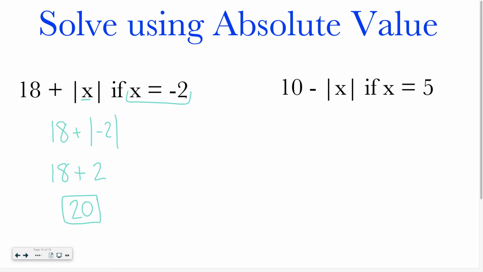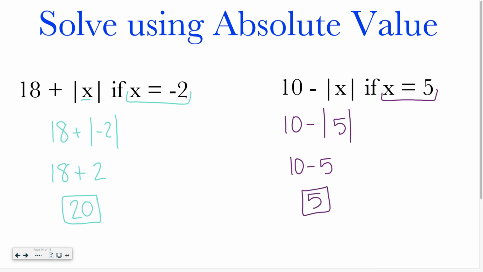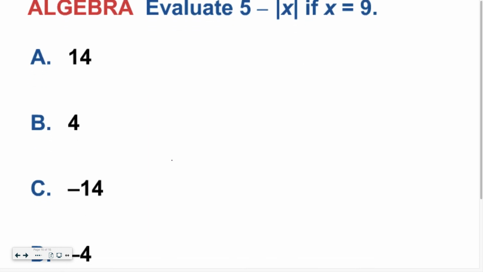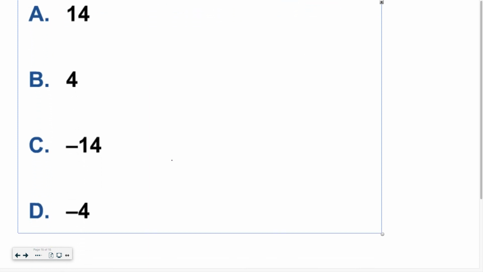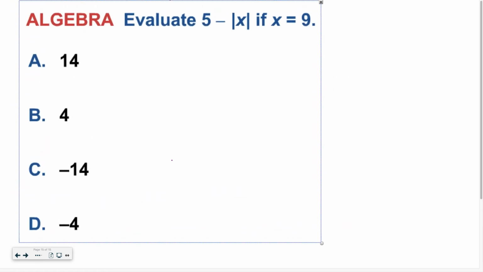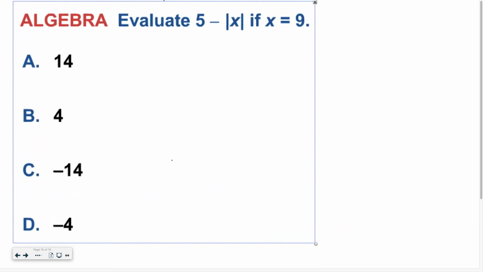Now let's try another one. We have 10 minus the absolute value of x if x equals 5. So 10 minus what's the absolute value of 5? 5. So I'm going to say 10 minus 5 is 5. And that is my answer for the second one. I just have one more problem for you to try on your own before you switch over to doing the homework assignment. Good luck.